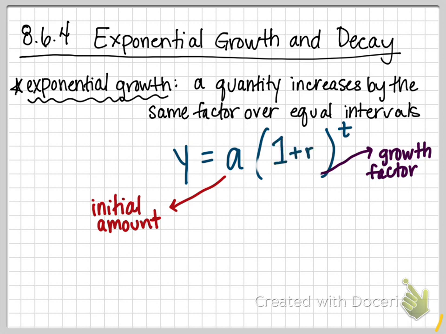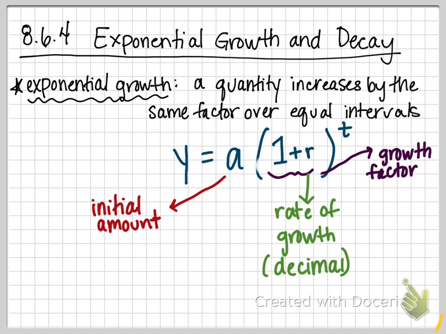1 plus R. Whatever is in that, this base number, because we'll end up adding 1 plus whatever that growth rate is, we call that the growth factor. That's how much your initial amount is growing by. Okay, the growth factor, you add 1 to the rate of growth. So R is your rate of growth as a decimal. If it's growing by 3%, your rate of growth is 0.03, and your growth factor is 1 plus 0.03 or 1.03.